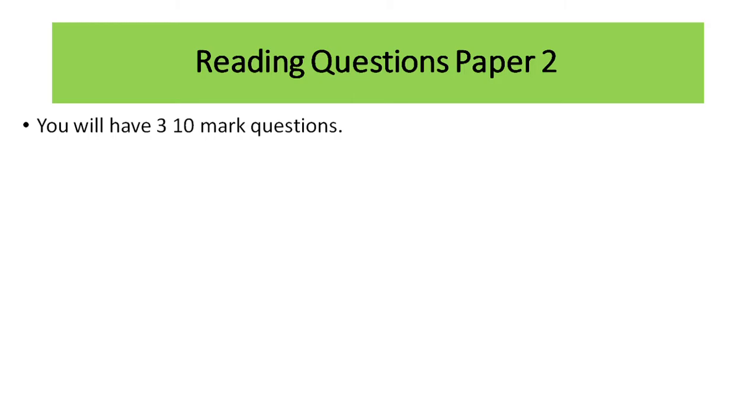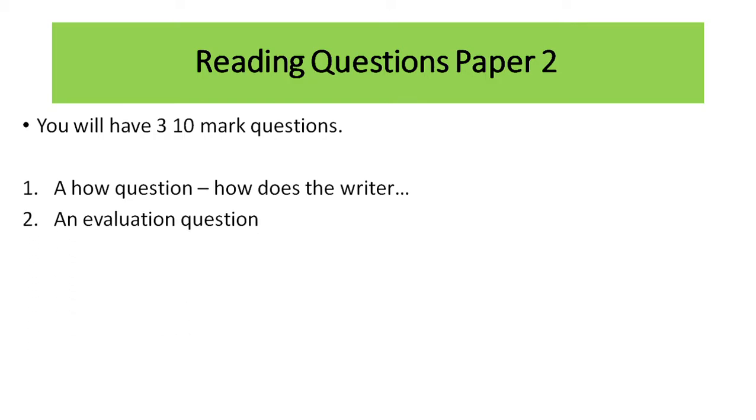So there's 3 10-mark questions. There's 6 questions in total. 2 of the questions are just the straightforward comprehension questions like you did last lesson. One of them is a synthesis question, which we'll talk about at a later date, and the remaining 3 are the 10-mark questions. Now, you have already done 2 of those. You've done a how question. How does the writer blah blah blah convey his views or make it seem, create the impression.